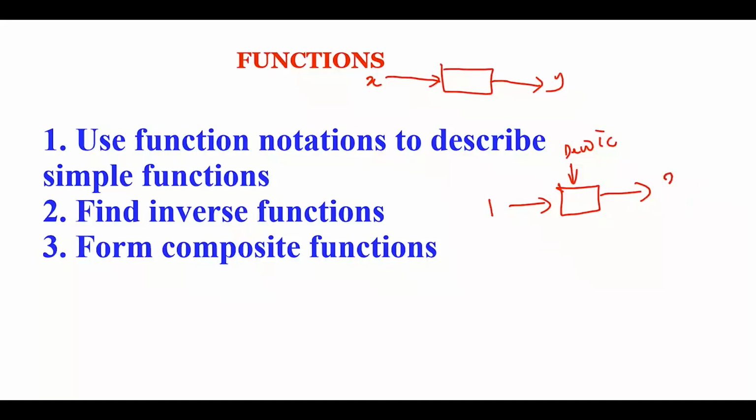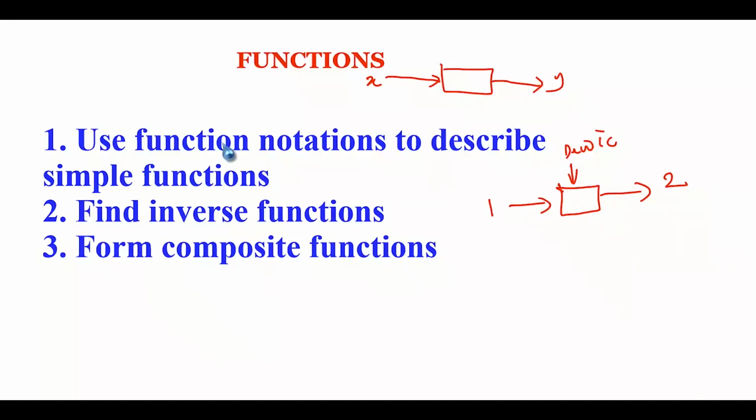Take for instance, let's say 2. So when you insert 1 and you could either get 2 or 3, or you could get more than one output, then you don't have a function. So in summary, a function is a device in such a way that when an input is passed to it, it gives only one output.